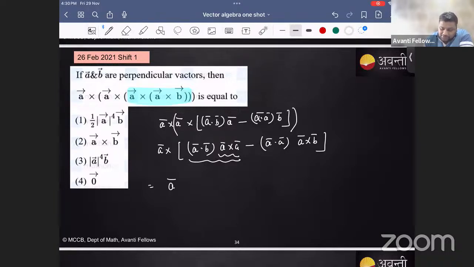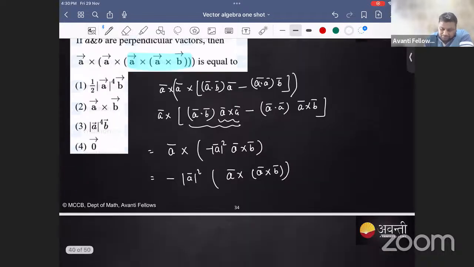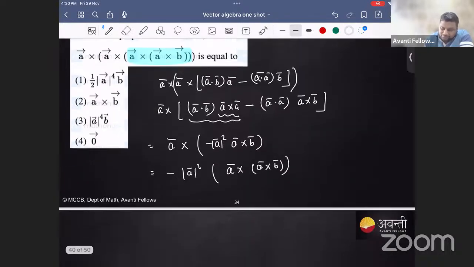Now because of this, the entire term will go 0, right? So now it becomes A cross minus magnitude A square into A cross B. Now this magnitude A square came outside, so it became A cross B. Got it? So this is minus of magnitude A square.